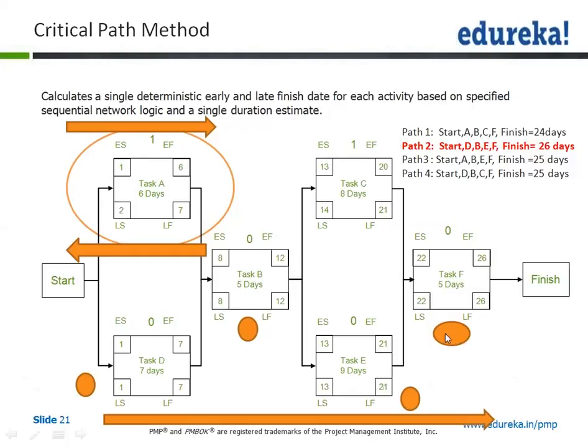The next thing we should do is complete the forward pass for the remaining paths. So let us start with path 1, which is start A, B, C, F. What we need to note here is that task A was needing 6 days, so early start and early finish is 6. Now there is one thing you need to pay attention to. Remember, by the time task B is starting up, it is going to start up on the 8th day.